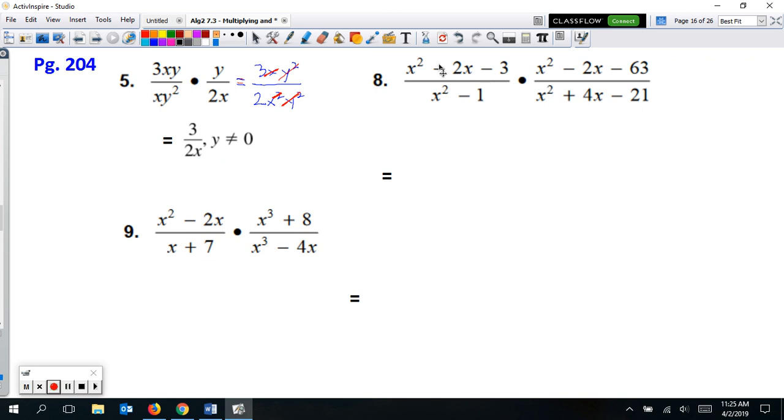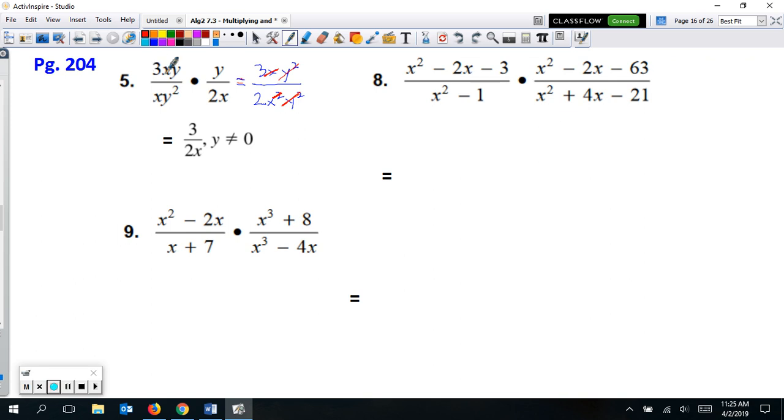Okay, for number 8, this one now becomes a little more challenging, takes a little more time because we have to do more factoring on this. So we're going to have to factor each numerator and each denominator first to get all these into their prime factors before we can actually cancel things out. So actually in this case, I'm not going to multiply across the top and across the bottom first. Remember, there's another way we can do it. We can reduce first and then multiply.